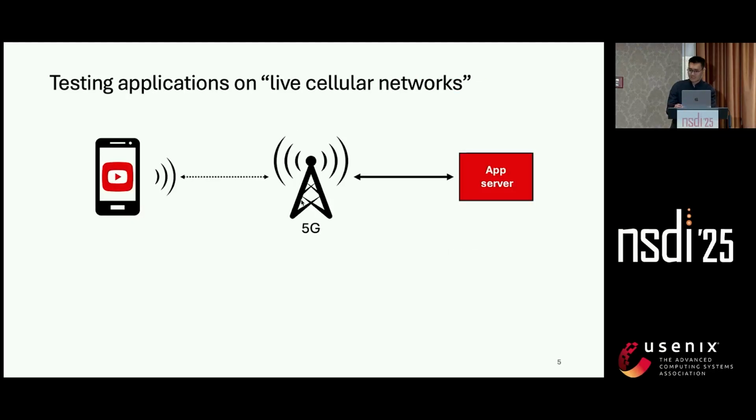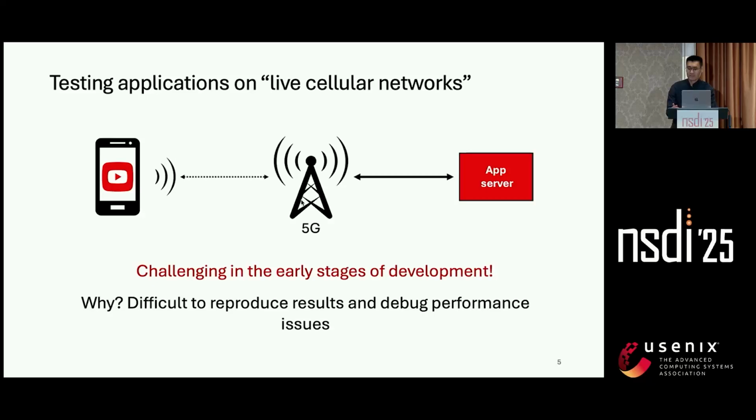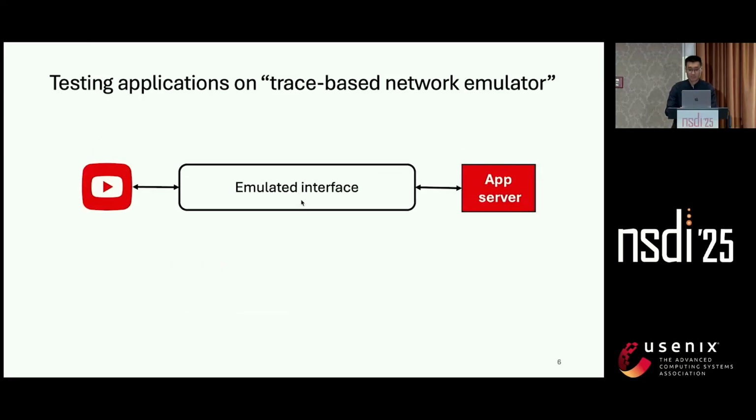The gold standard for testing is, of course, to run your application over live cellular networks. You can test it on 5G and evaluate its performance directly. However, this becomes challenging in the early stages of development, especially when you want to test scenarios involving mobility. But what I think is the most important issue is that the lack of control over cellular network conditions makes it difficult to reproduce results and debug performance issues.